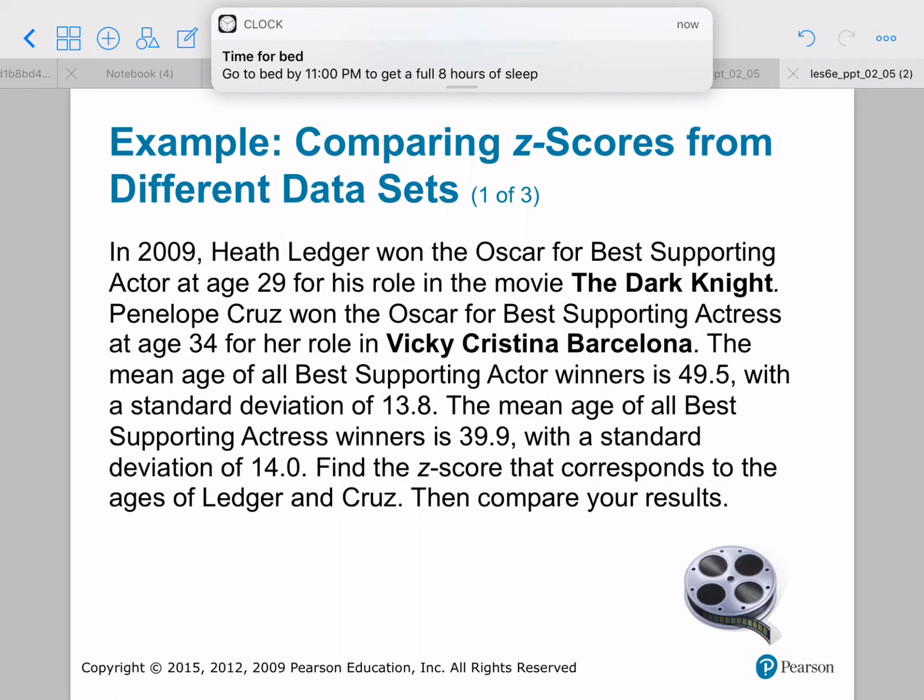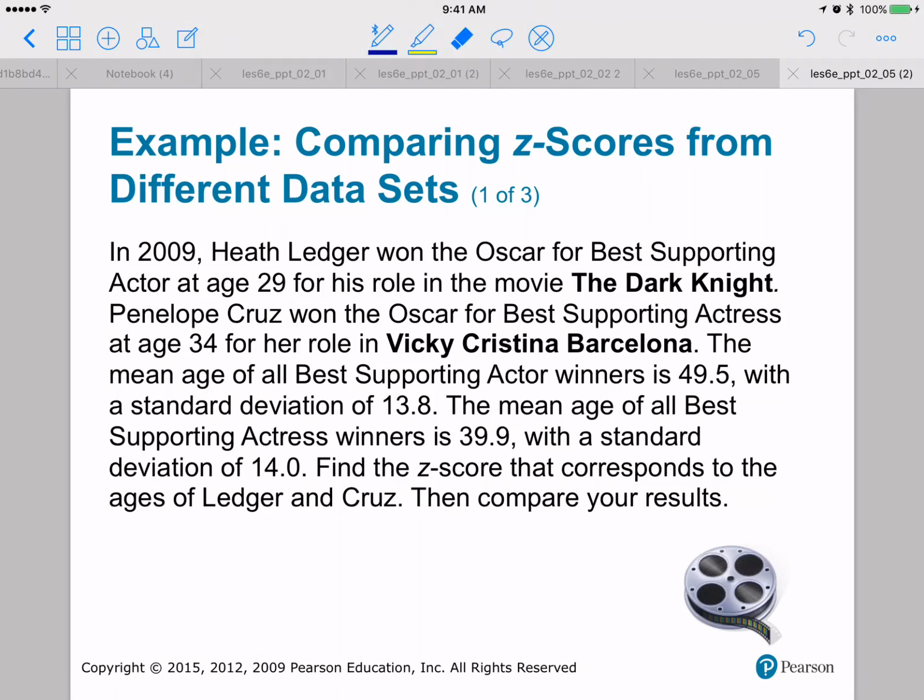Okay? So, for instance, if we were to kind of try to draw what a distribution of all of the males who have won the Oscar for Best Supporting Actor looks like, apparently the mean is 49.5. So here's 49.5, and then maybe the distribution is like that. Some actors are older than 49.5 and they win the Oscar. Some actors are really young, but it's typical for them to win at 49.5.